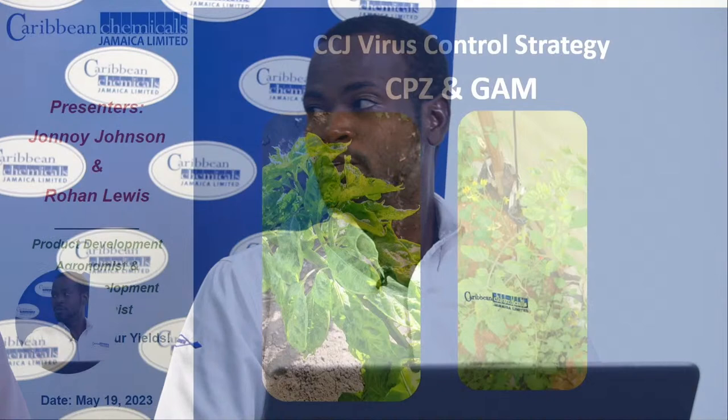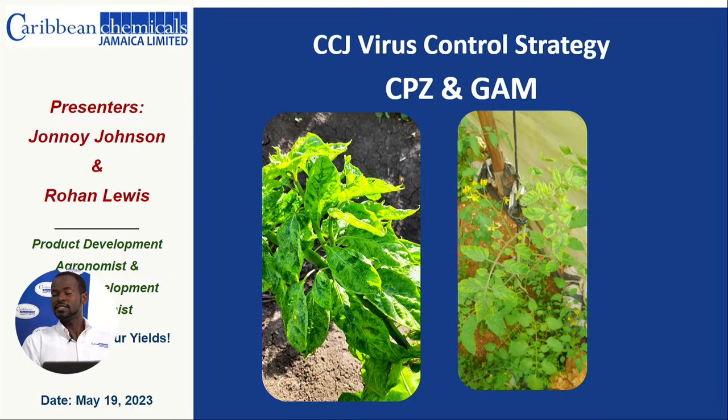And viewers, today what we're trying to do is give you as much information as possible regarding issues concerning your crop production. In line with that theme, we're going to focus on the CCJ virus control program. A lot of persons have been asking what strategies we have to counteract viruses, because we're seeing this issue popping up in different crops. Today we're going to focus on two strategies, which we call our CPZ and our GAM. So to make it simple, viewers, we have a CPZ and a GAM. So let's go into the discussion.